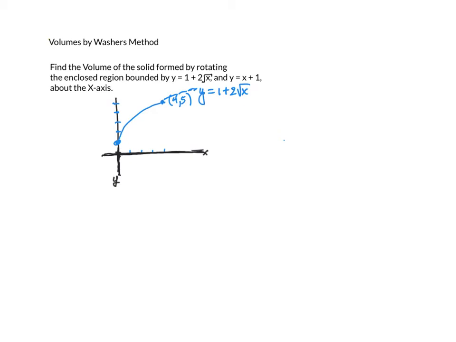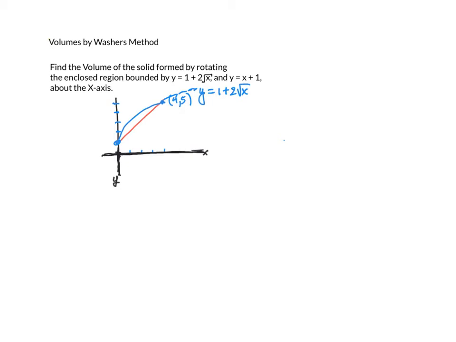Another function given is y equals x plus 1. That's a line. So we'll start at 1 because when x is 0, y equals 1. So that is my second function. I'm going to use red. So here it is. And when x is 4, y is also 5. 4 plus 1 is 5. So here is my bounded region.